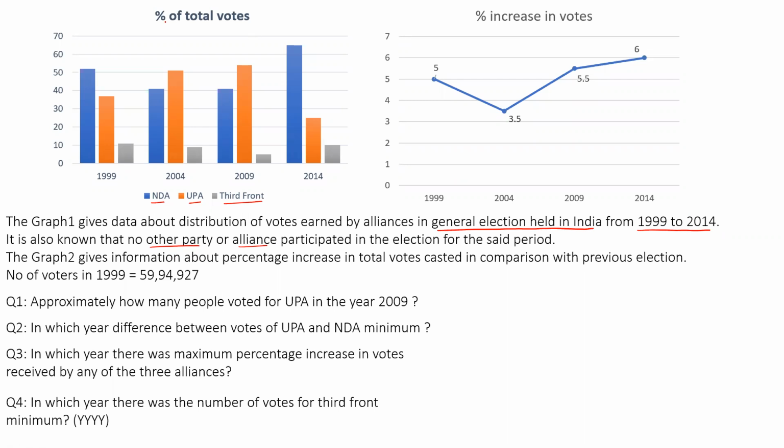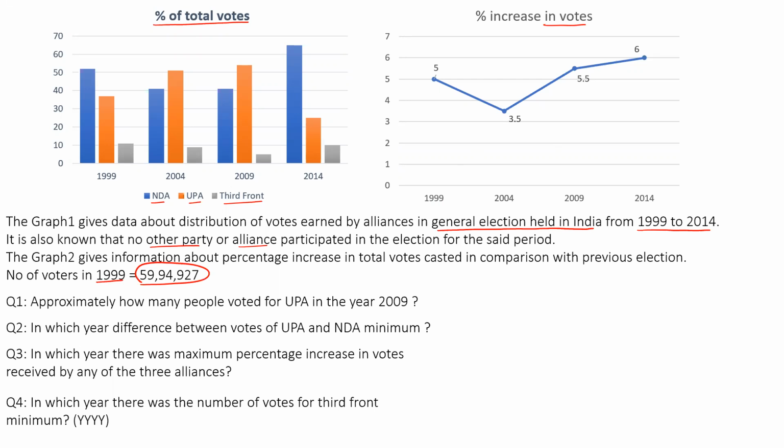Graph 1 gives us the percentage of votes received by each alliance, while graph 2 gives us the percentage increase in votes in the respective election. Also, we know that in 1999, what was the total number of voters in the election? Clearly, the set is all about calculation.